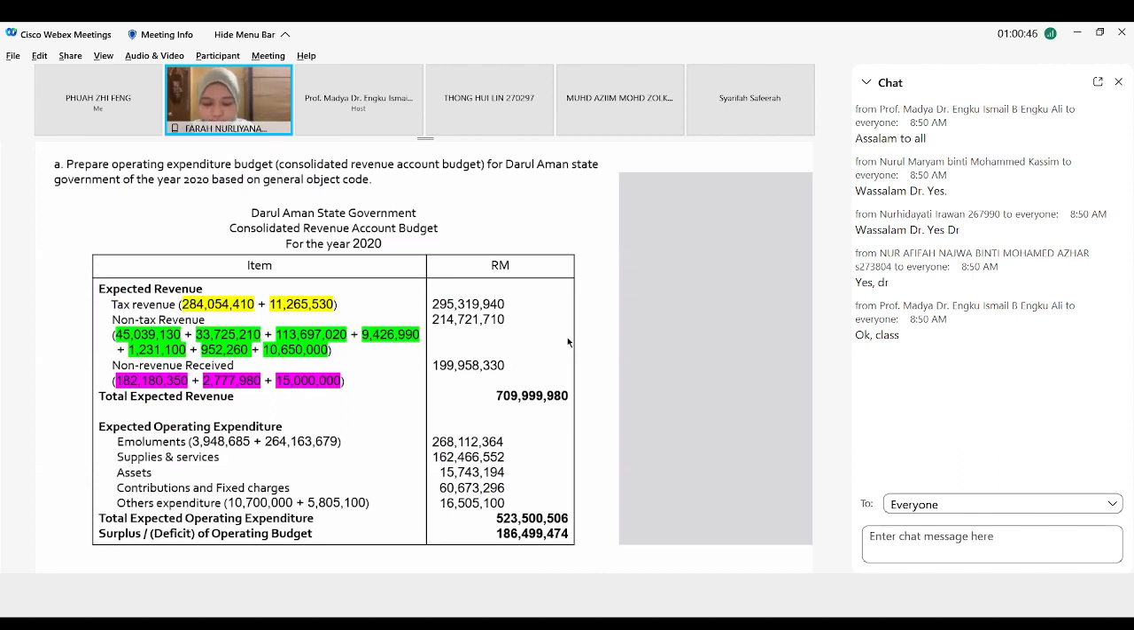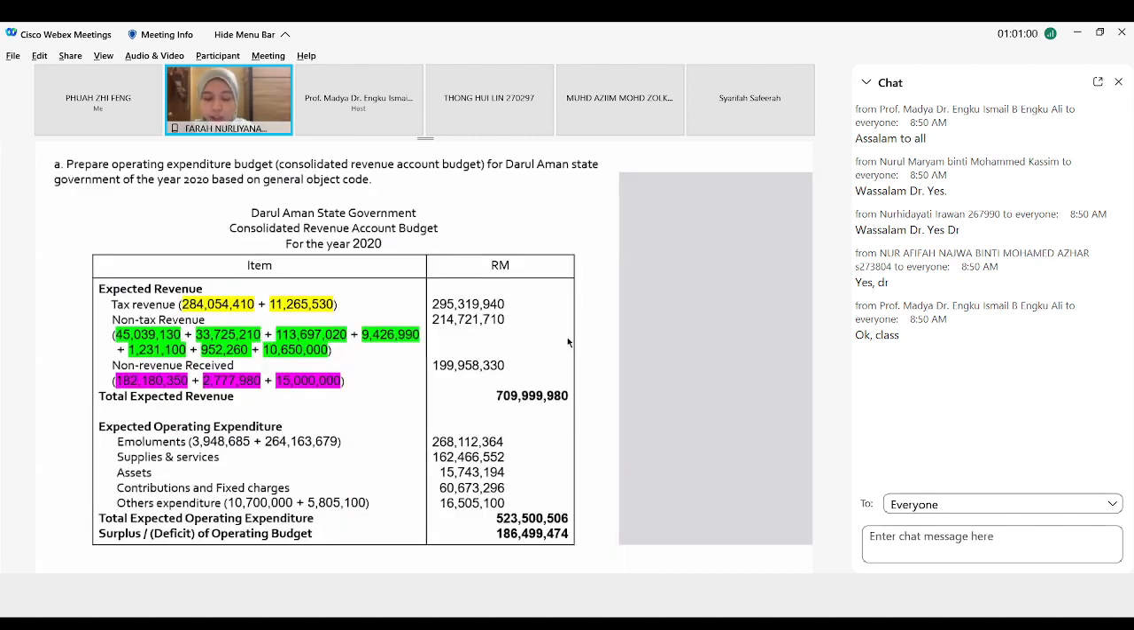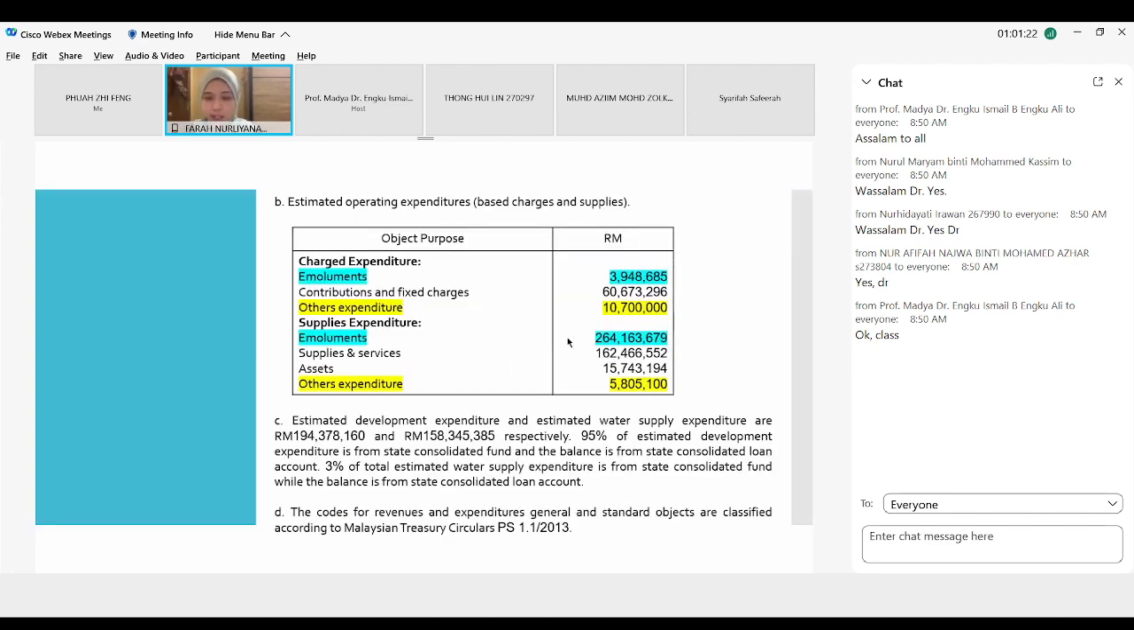We total the receipt from government agencies and return back expenditure from non-exchange transactions and receipt from government agencies from exchange transactions. Then we got the total for expected revenue, 709,999,980 ringgit. Next, we need to calculate the expected operating expenditure. First, the items for emoluments. Look at the blue highlight. We add up the emoluments from charge expenditure and also from supplies expenditure.